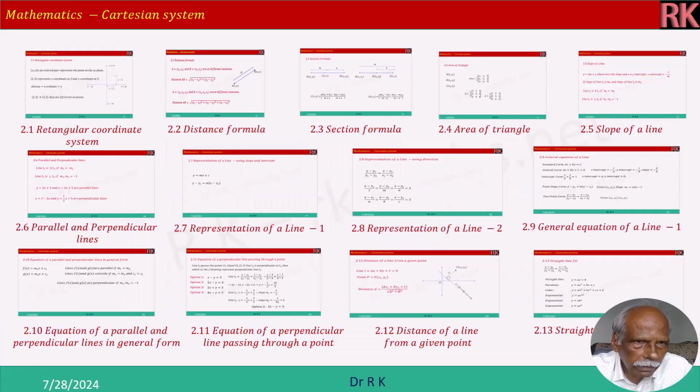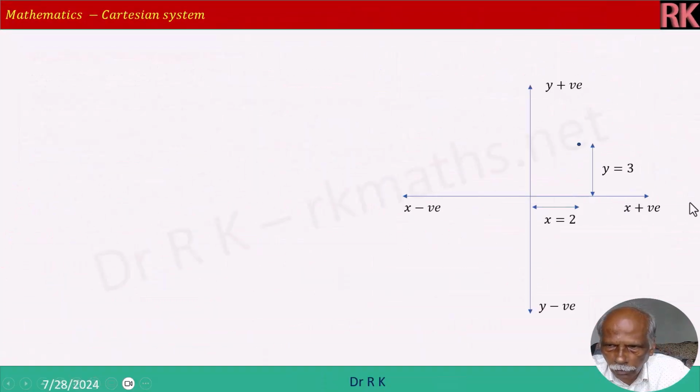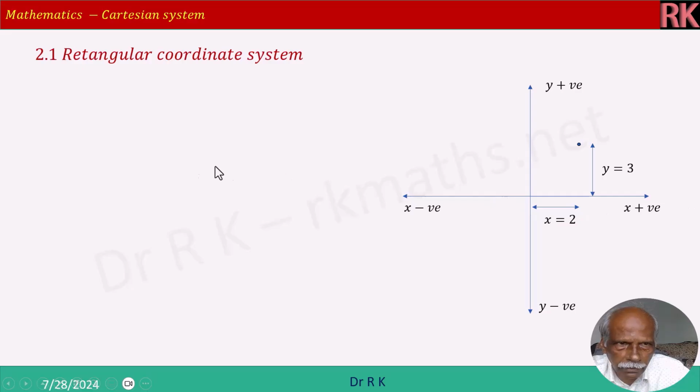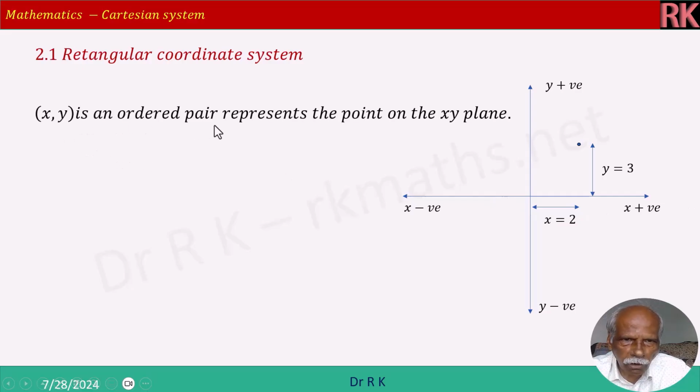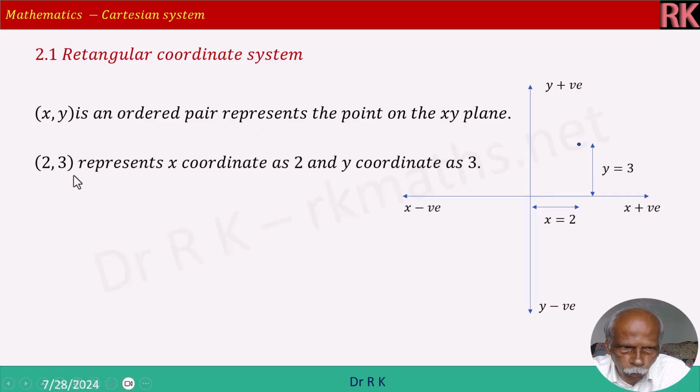Now we will see the rectangular coordinate system. This is a rectangular coordinate system; x and y axes are there. (x, y) is an ordered pair representing a point on the xy plane. (2, 3) represents x coordinate is 2 and y coordinate is 3. So x is equal to 2 here, y is equal to 3 here. This is the point. Abscissa is called x, ordinate is called y.